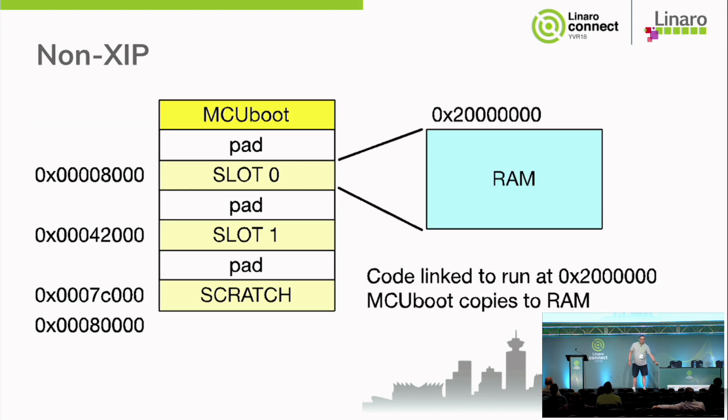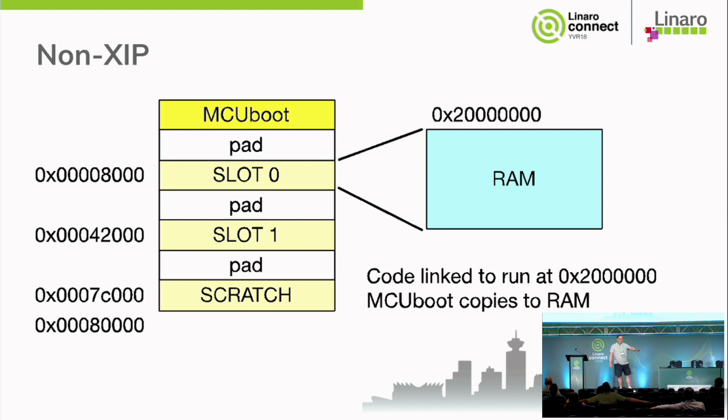So for non-execute in place, and this is starting to show up in some devices, the code is copied to RAM before it's run. So although it lives at 8,000 hex in the flash device, the bootloader will copy it into RAM, say at 2 and a lot of zeros. The code is linked at that address. There's some neat advantages to this. You don't have to move things around in flash because it's not run directly. You can just load either slot into the RAM and you can run it.